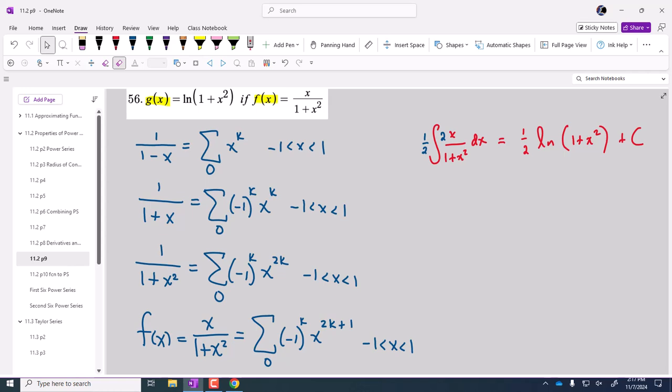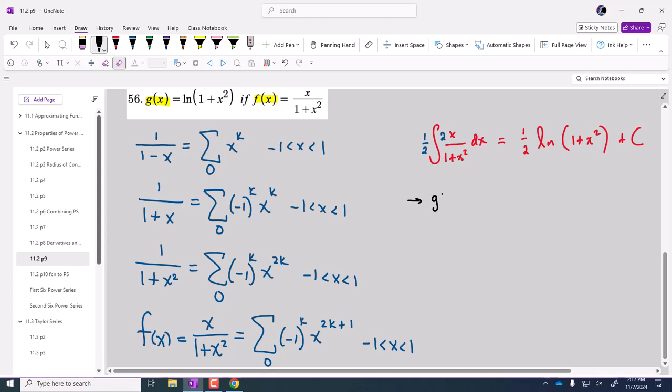That's almost equal to g. Not quite there. So what are we going to do? So this tells us then that g is equal to... we've got to try to end up with just natural log of 1 plus x squared here. Right, that's what we want to end up with.